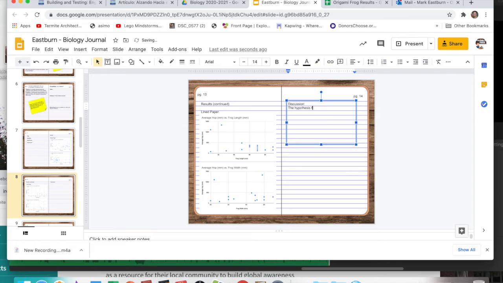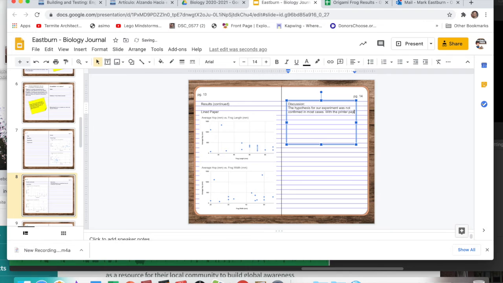I could say the hypothesis for our experiment was not confirmed, because remember we said medium-sized frogs would be better creased and would be able to balance air resistance with the mass. So it was not confirmed in most cases. The hypothesis for our experiment was not confirmed in most cases.